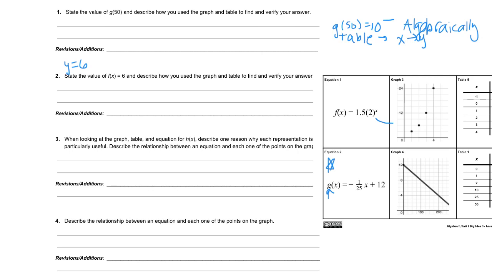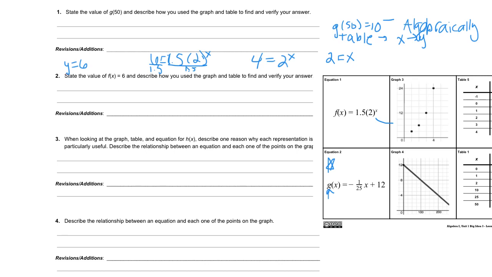We've got 6 equals 1.5 times 2 to the x power. 1.5 is multiplied by 2 to the x, so I'm going to divide both sides by 1.5. That'll give us 4 equals 2 to the x power. So I want to know what power I take 2 to get 4. Well, 2 squared is 4. That means x equals 2.